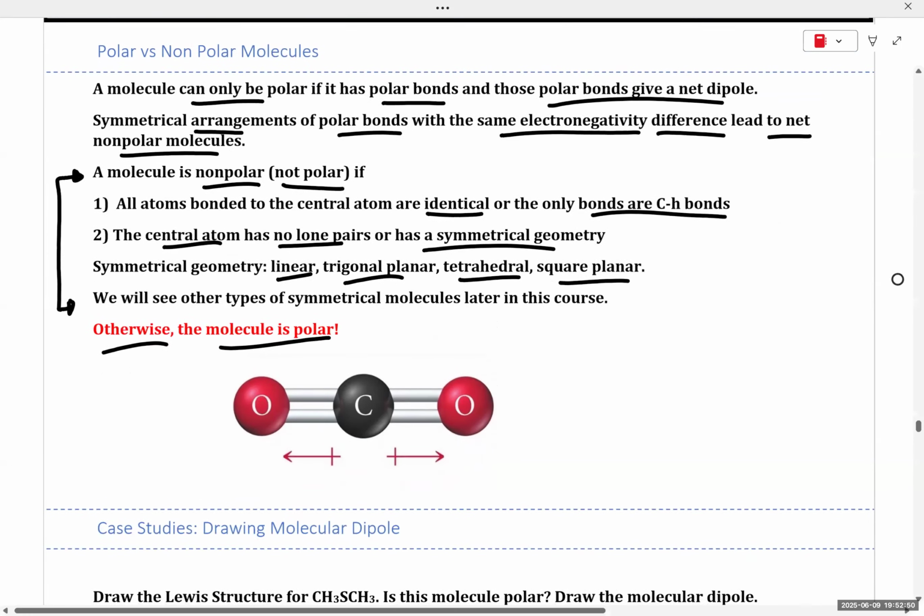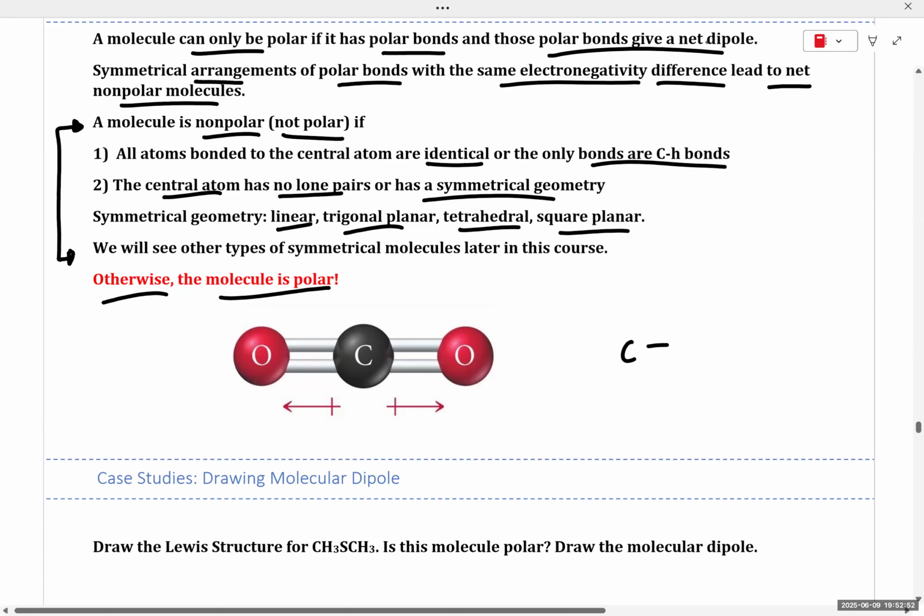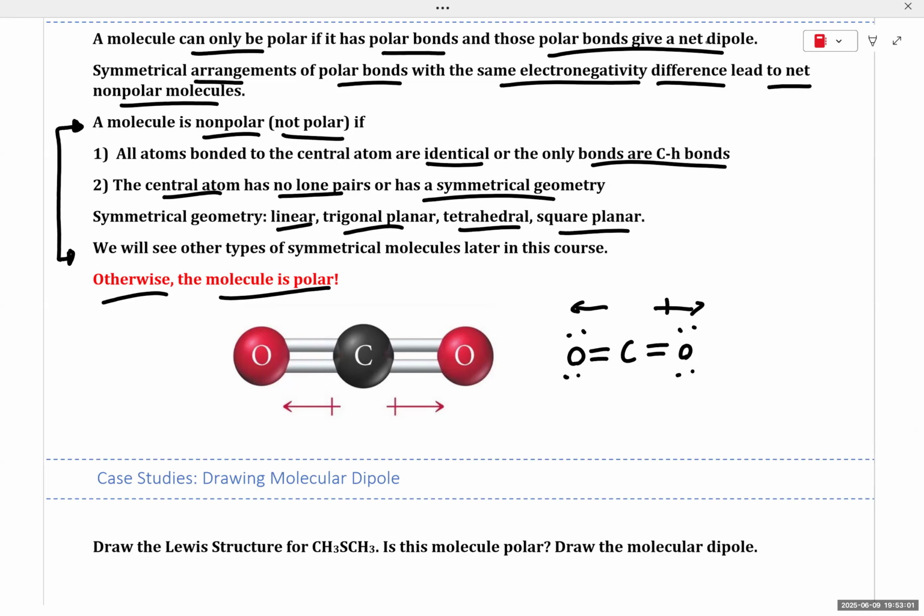So let's look at an example of this phenomenon, CO2, which looks something like this. Carbon dioxide does have polar bonds. There are bond dipoles, but the bond dipoles are arranged symmetrically, so the bond dipoles cancel. Looking at our test, the central carbon is bonded to the same atom, oxygen, and the central atom has no lone pairs and a symmetrical linear geometry. So CO2 we would consider nonpolar.